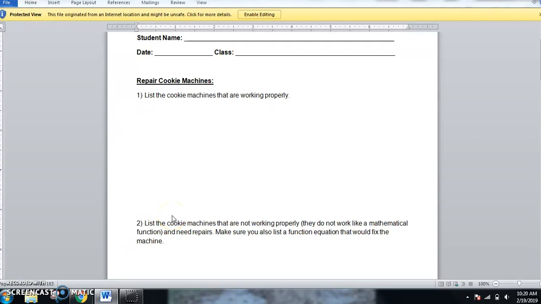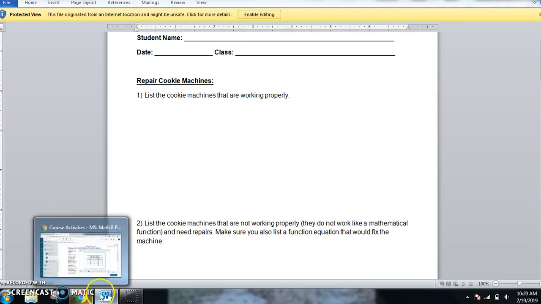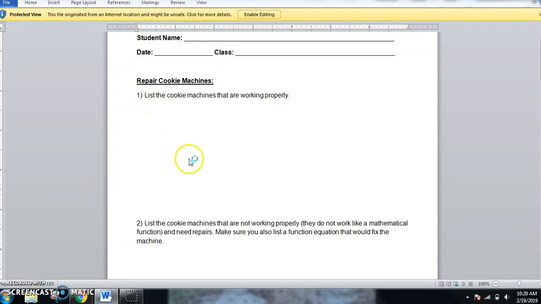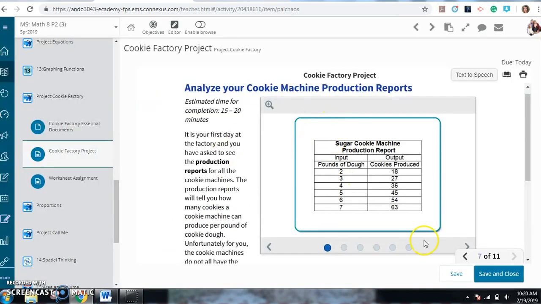Hi students, I've had a lot of questions about how to complete this cookie machine project that you're on. The first question is asking, list the cookie machines that are working properly. You will go back to page 7 of the cookie project, look at the input-output charts or graphs, and see if you think it's working properly based on the input and output.